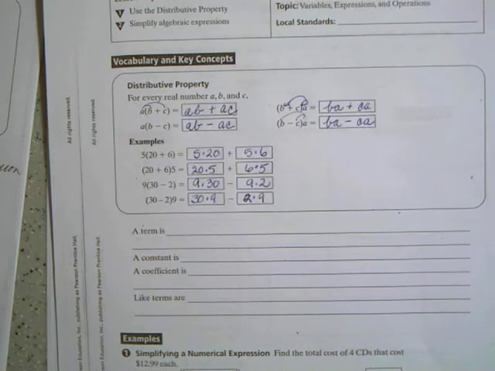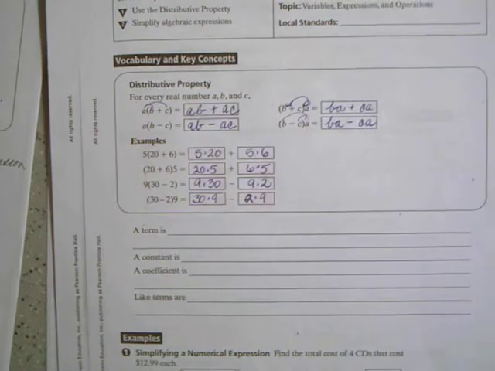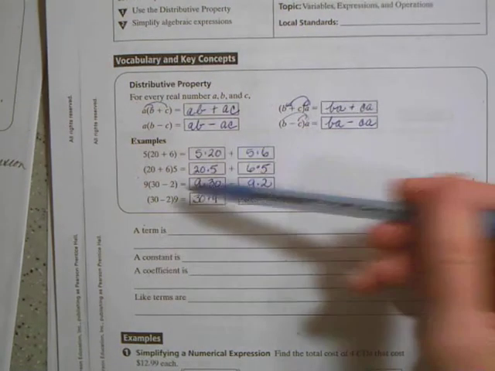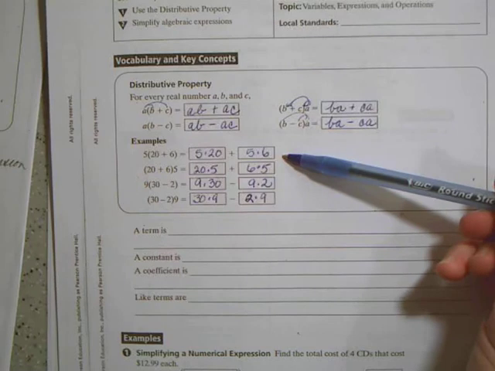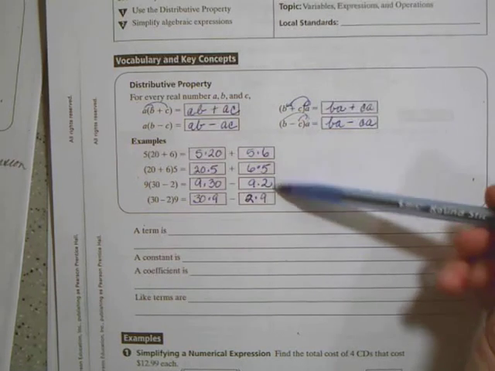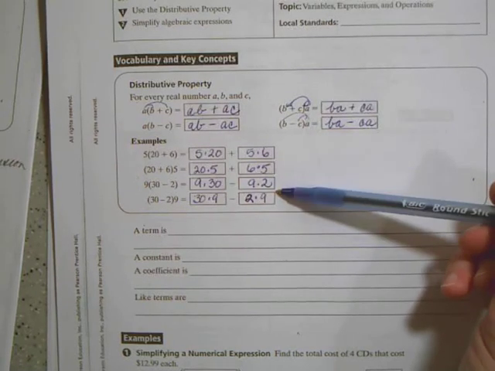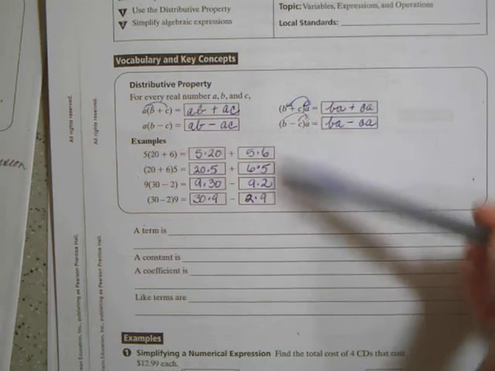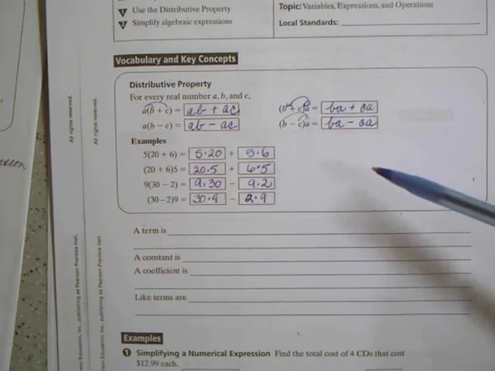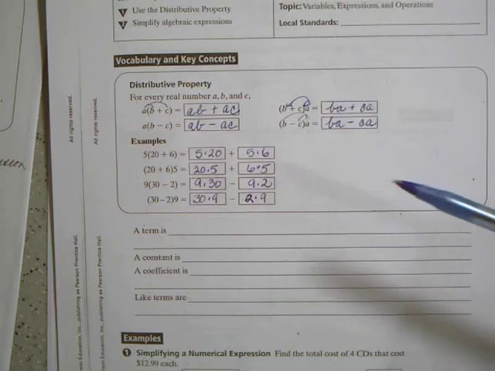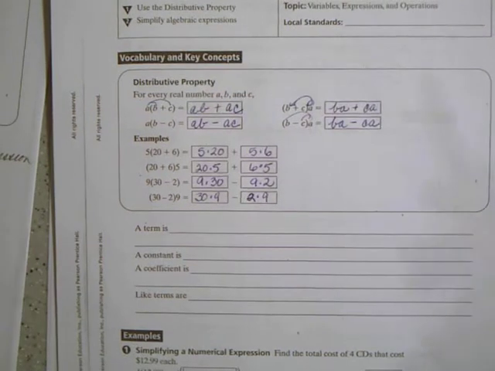Okay. And of course, we could simplify even further then. This is just the actual distributing process itself. Neither of these is in simplest form yet. So remember, if you are asked to simplify using the distributive property, this is your intermediate step. Your final answer would be to simplify as much as possible.